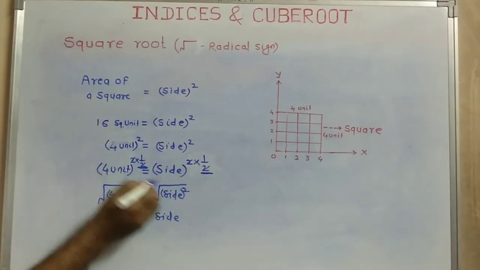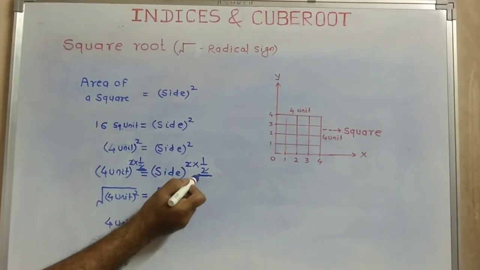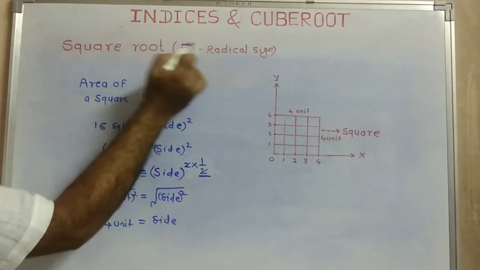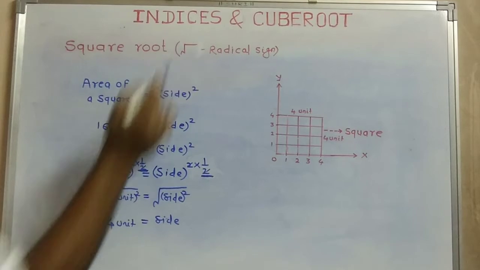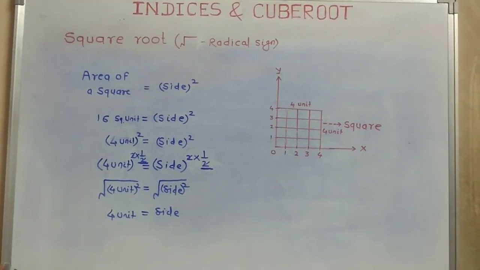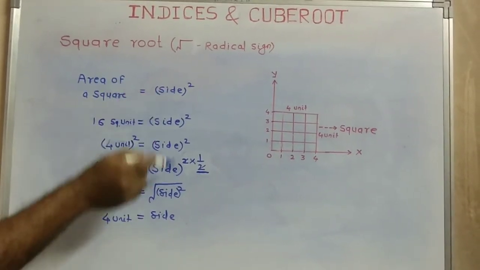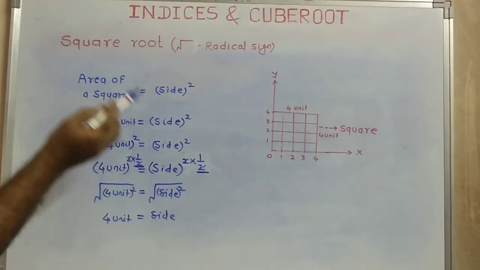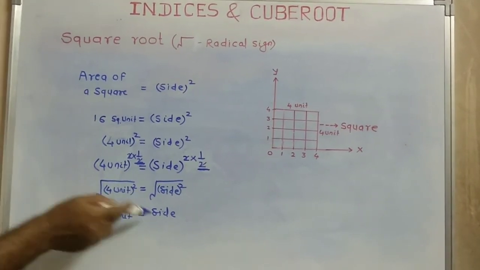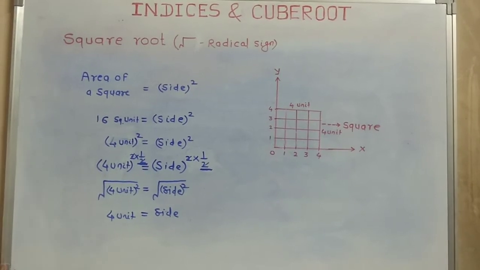This 1 upon 2 value can be represented by a symbol, which we call a root or a radical sign. We are calling it a square root or a radical sign. From the side, by squaring we are able to get the area of the square. By taking the square root we are able to get the side. This is the meaning of a square root.